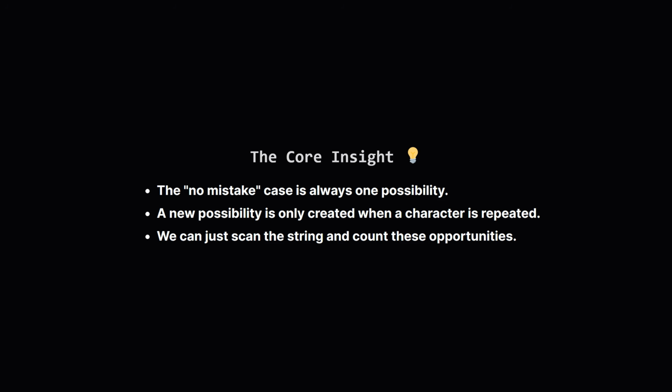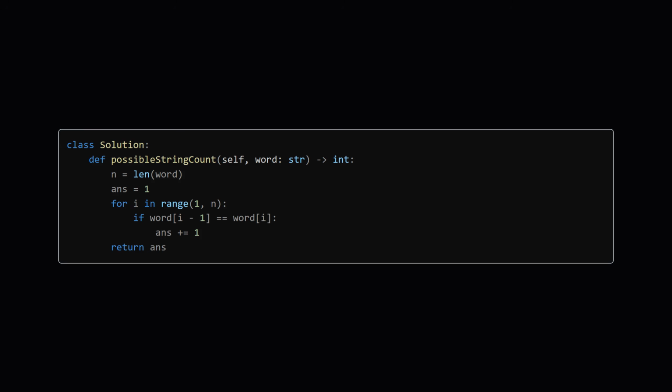This suggests a simple strategy. We can just walk through the string, and every time we see a character that's the same as the one right before it, we've found another possible original string. Okay, here is the complete Python code for this approach. I know it looks super simple, maybe even too simple. But don't worry, we're going to step through it right now and see exactly why this elegant solution works perfectly.